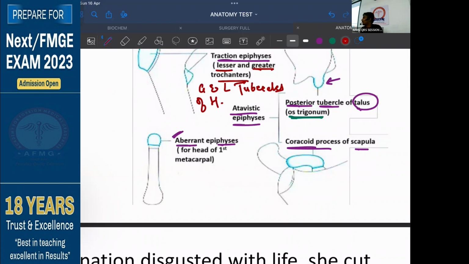Mandatory नहीं कि हमेशा present होना ही चाहिए. ठीक है? So this is the head of the first metacarpal. The first metacarpal lies beneath the thumb, इसका जो head बनता है, this head of the first metacarpal is an example of which type of epiphysis? Aberrant epiphysis. No issues with this? Understood all types of epiphysis?